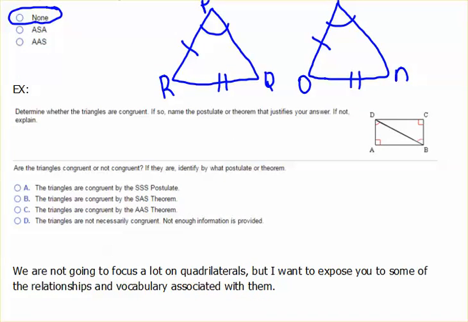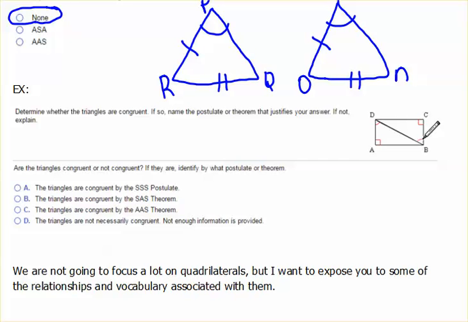Alright, and last example here, it says determine whether the triangles are congruent. If so, name the postulate or theorem that justifies your answer. If not, explain. Okay, so here we have two triangles that actually are put together to form a parallelogram. And if you'll notice, we have a right angle that's congruent to a right angle. And we have this angle here is congruent to this angle here. Now, if we could only show that we knew something else, then we might be able to use a congruence pattern.